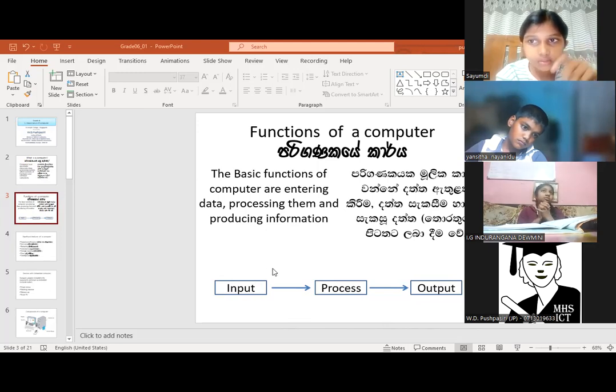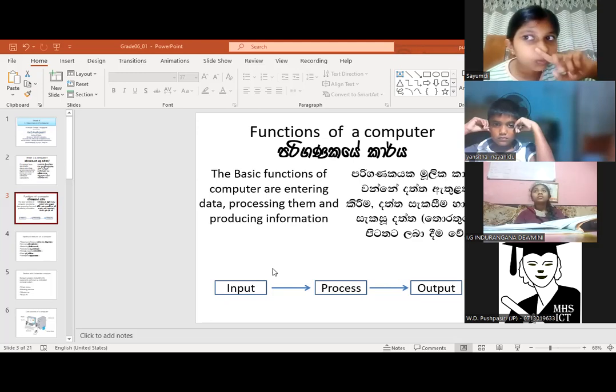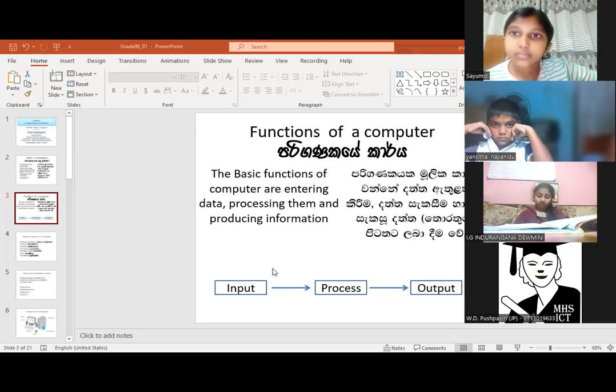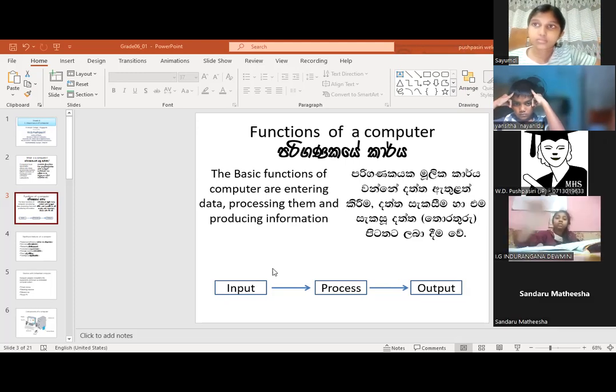So I input that through a keyboard, okay. Then what happened inside the computer? It processes it, it's going to be calculated, right? Then after that, from the computer monitor it outputs the information. What is the output? The output is a 4, right? So we are inputting data and it processes it inside and it gives us the output.